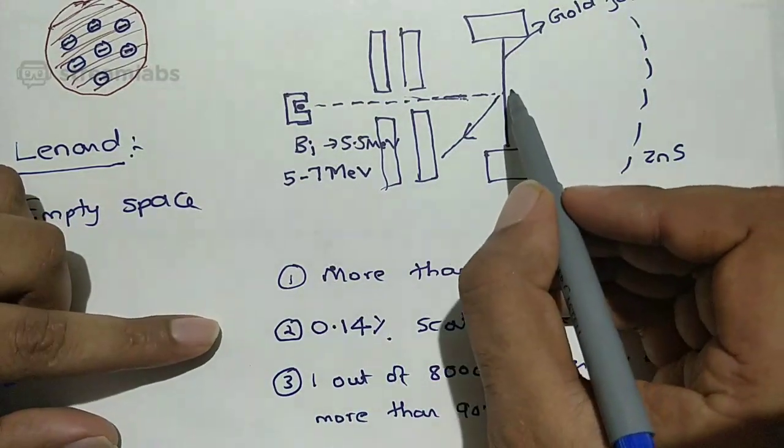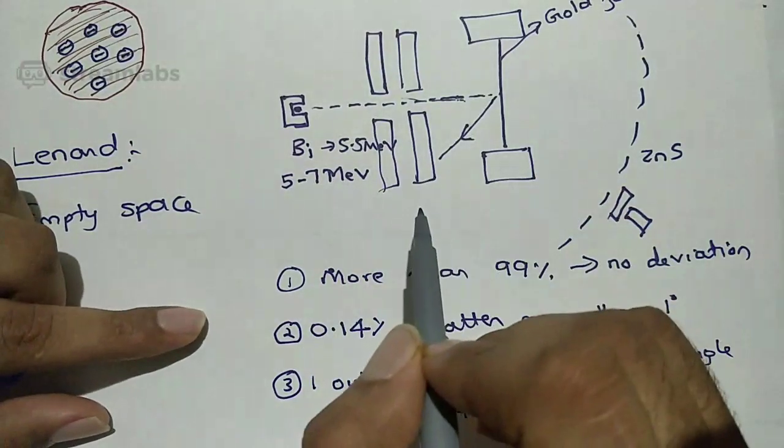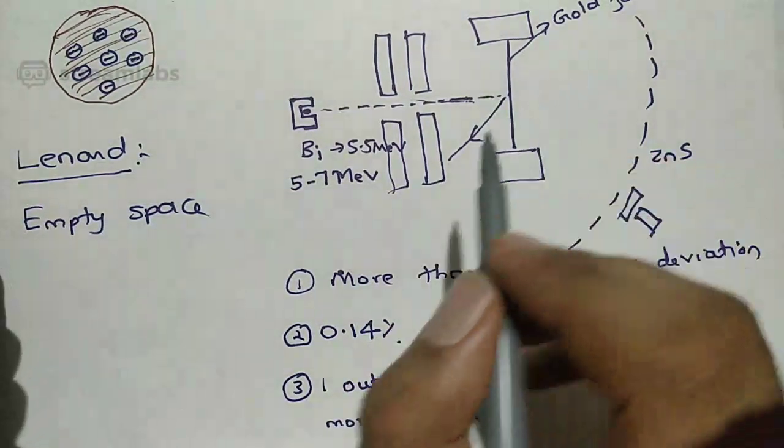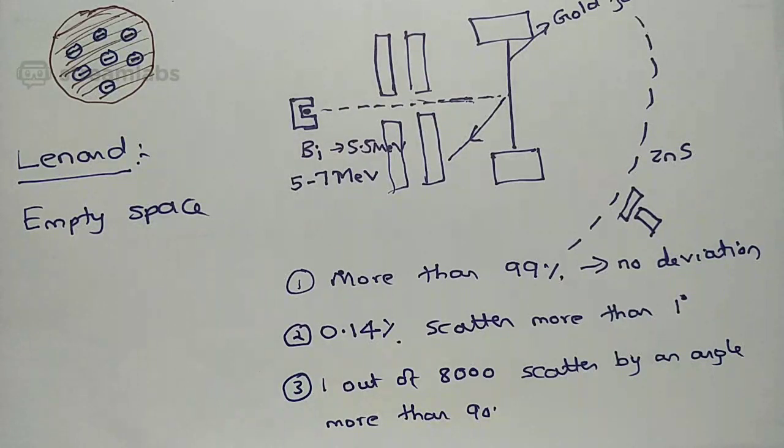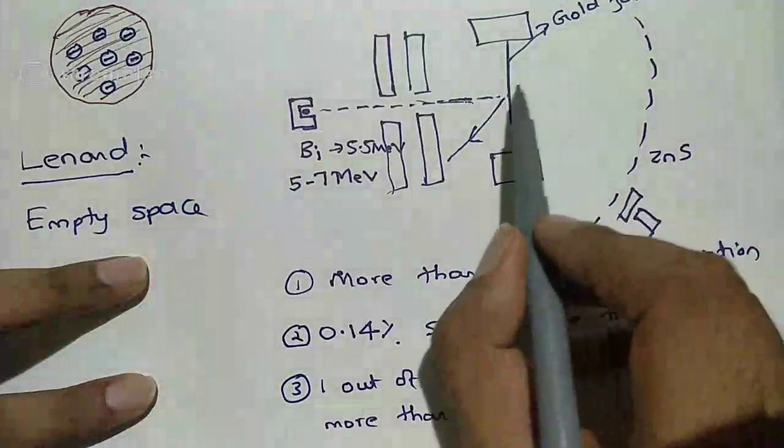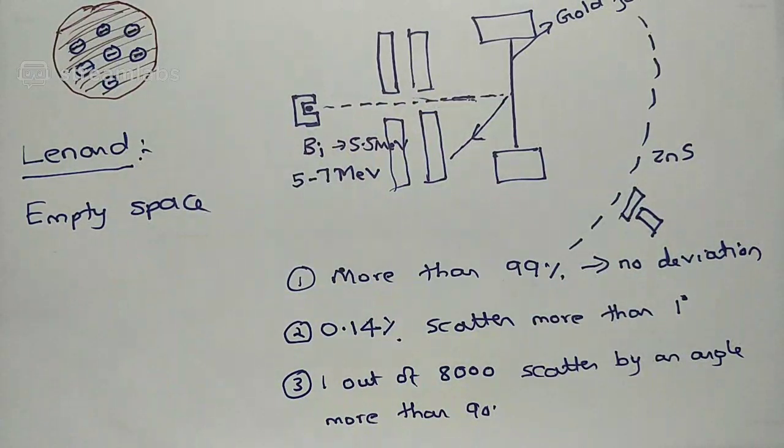So this clearly says that mass is concentrated at the center of the atom. So that will give huge opposition for the alpha particle. So that alpha particle will deviate by an angle more than 90 degree, but remaining alpha particles will pass through the empty space. So this gave the birth to the nucleus of atom. So basically Rutherford discovered the nucleus of the atom.